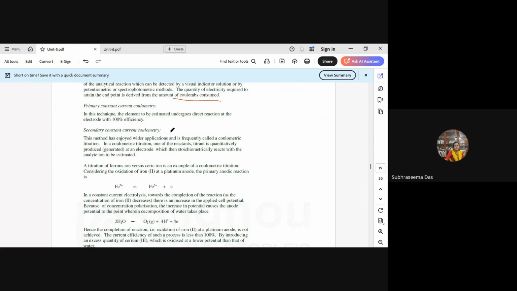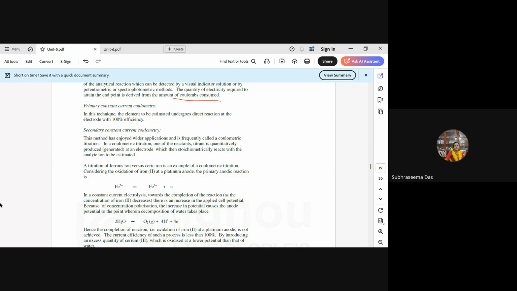Secondary constant current coulometry. This method has enjoyed wider applications and is frequently called a coulometric titration. In a coulometric titration, one of the reactants or titrants is quantitatively produced at an electrode, which then stoichiometrically reacts with the analyte ion to be estimated. A titration of, for example, ferrous ion versus ferric ion is an example of a coulometric titration.